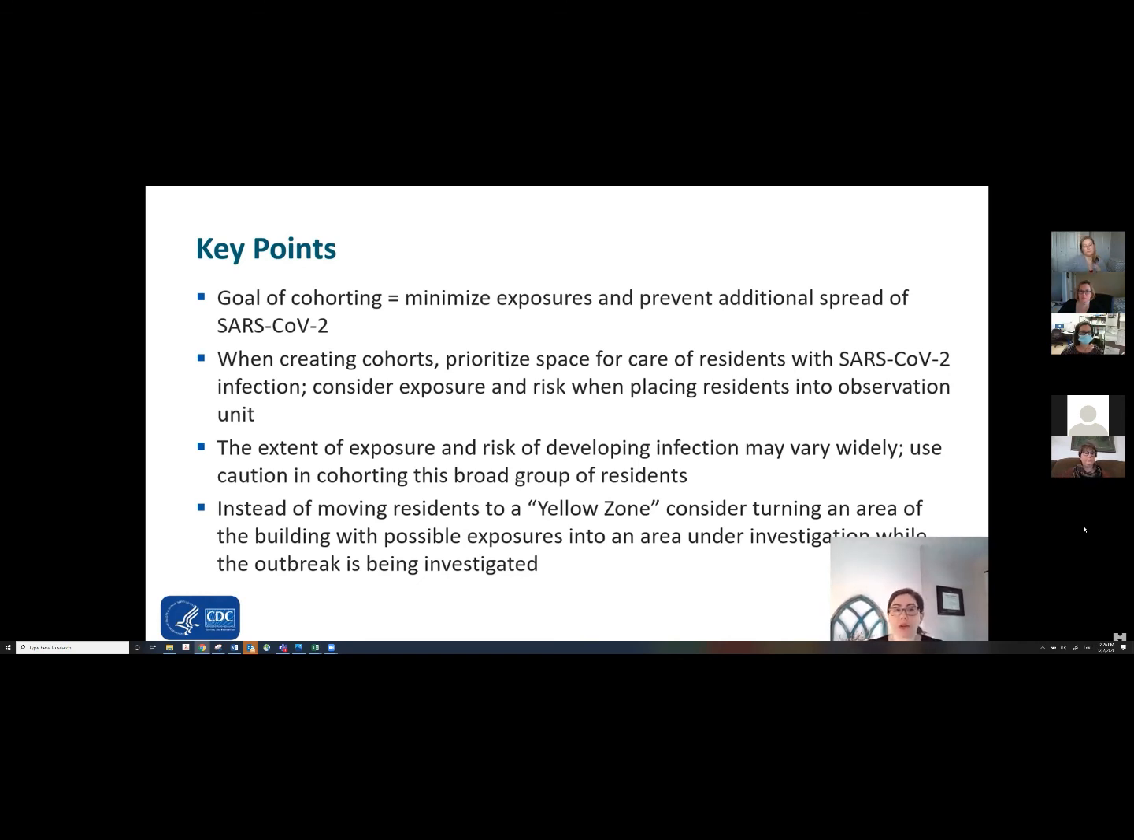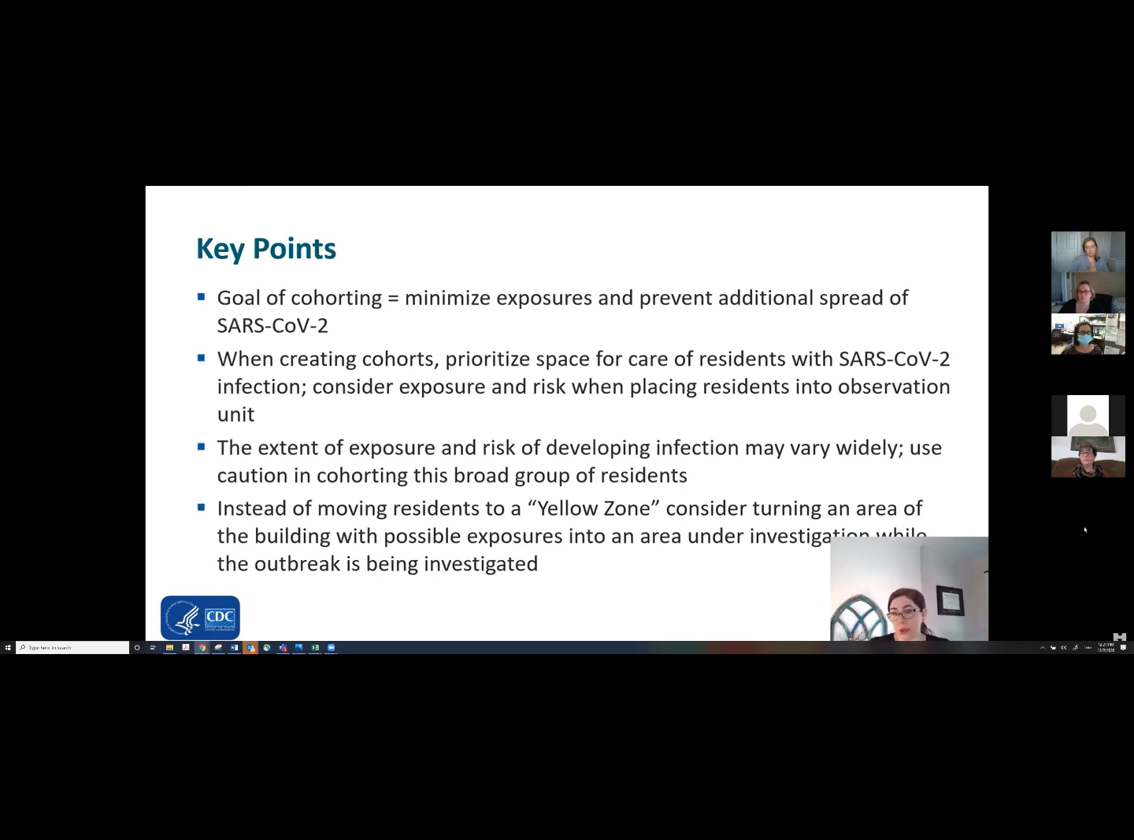When you are creating those cohort areas, prioritize space for those who have confirmed COVID-19, those who have actually tested positive for SARS-CoV-2. And think through the risks of putting people together who have had exposures. That extent of exposure and the risk of developing infection may actually vary quite widely. So use caution when you are cohorting this entire group of residents together.